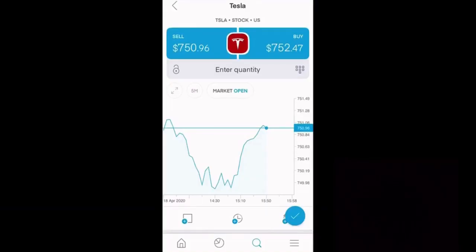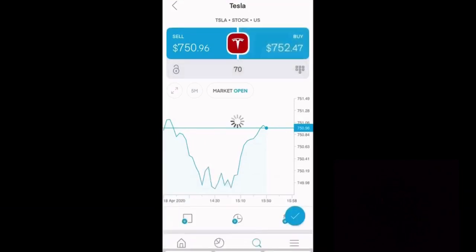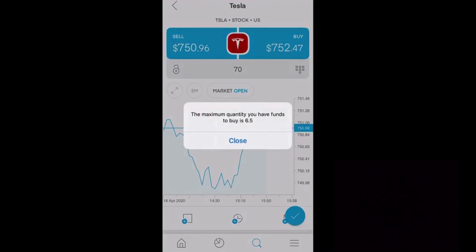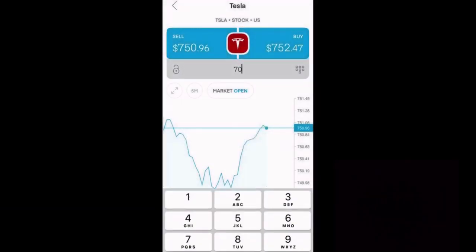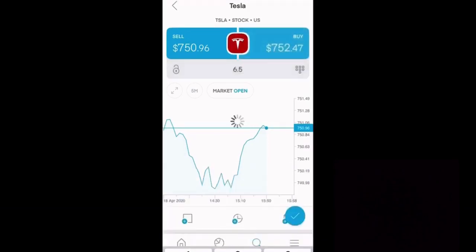Bearing in mind we have around £200 in our balance right now, if we type in a crazy large figure and buy, it'll tell us what our maximum is that we can buy, so 6.5. Bearing in mind we have 200 in our account, we've got the buying power to open a position that would be worth 6.5 shares in Tesla. So if we do that now and see what happens.